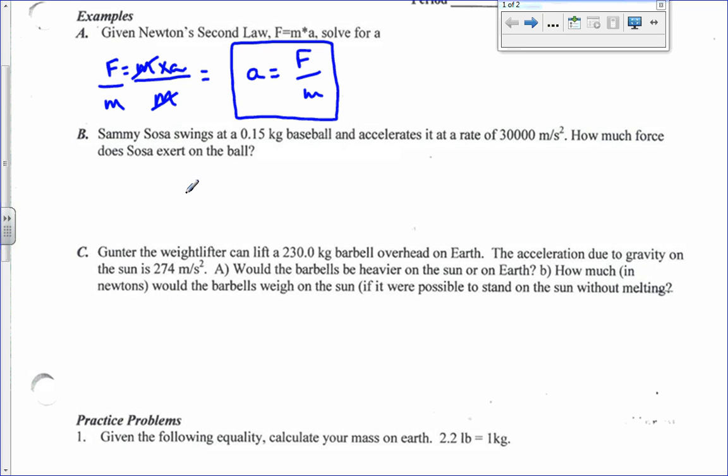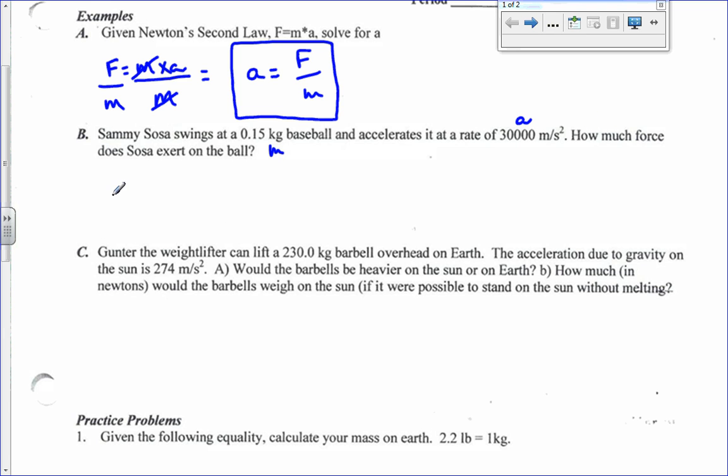Example B. Sammy Sosa swings at a 0.15 kilogram baseball. 0.15 kilogram. What variable is that? Mass. Good. And accelerates it at a rate of 30,000 meters per second squared. 30,000 meters per second squared is what? Acceleration. How much force does Sosa exert on the ball?